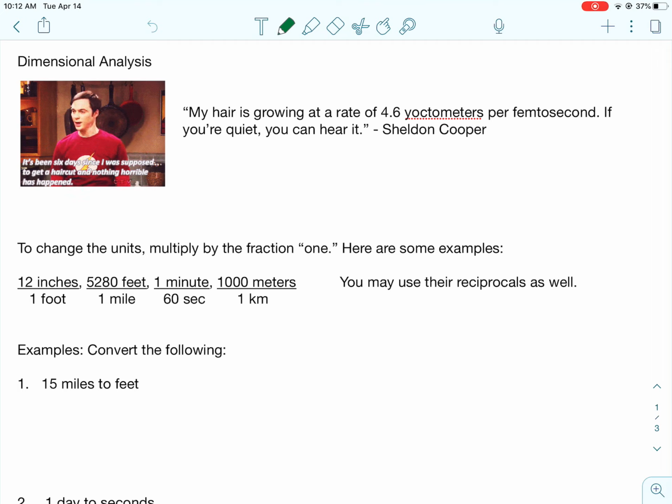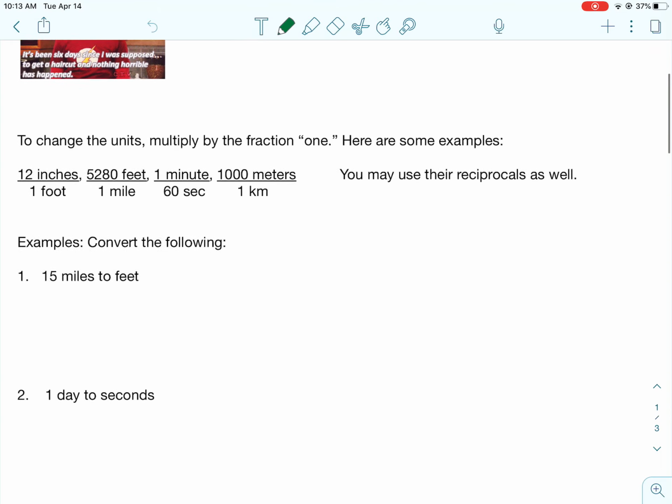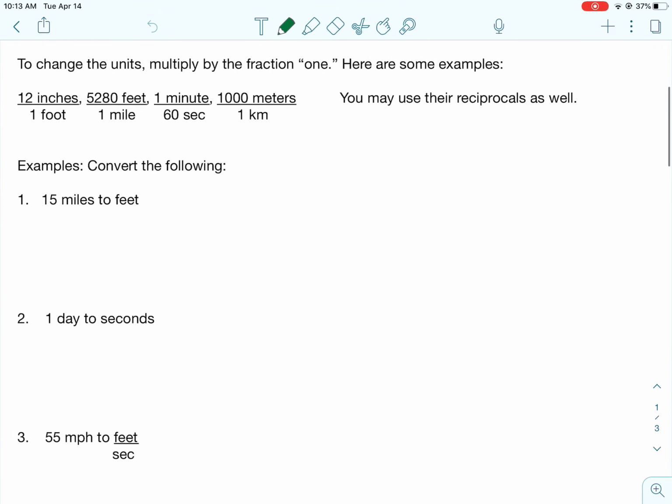And so it kind of makes you wonder if that's just something they made up or if there's some kind of factual evidence behind it. So we're going to talk about changing units. Now, we don't really know how fast hair grows, but we'll look that up. We probably don't know what a yoctometer is or a femtosecond. So at the end of the lesson, we'll see if this is just something the writers made up or if there's actual facts behind it.